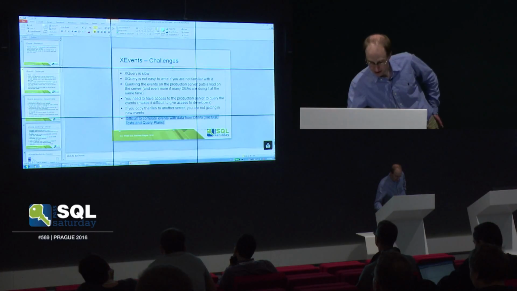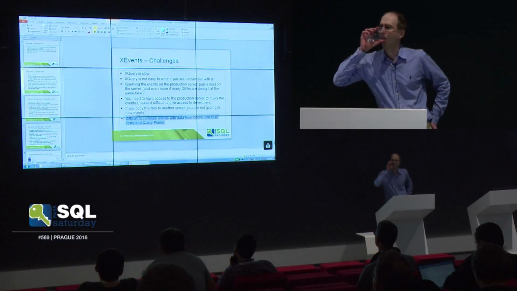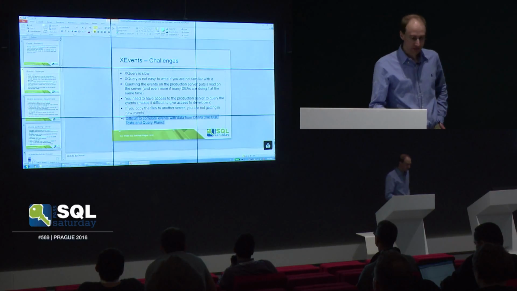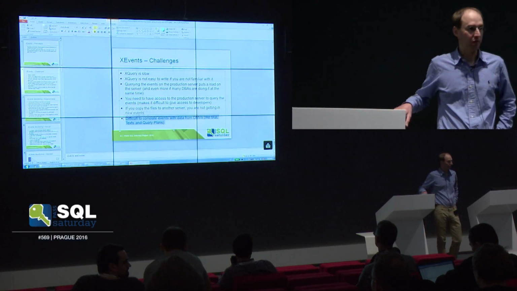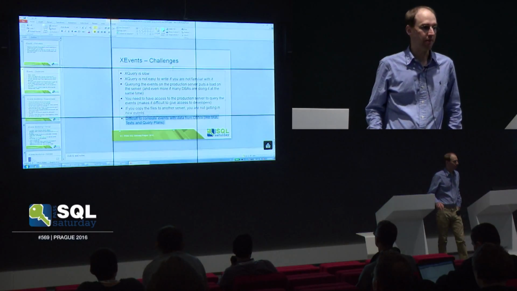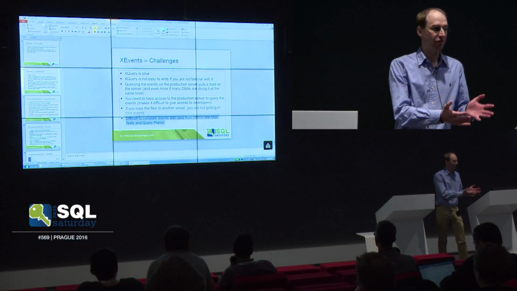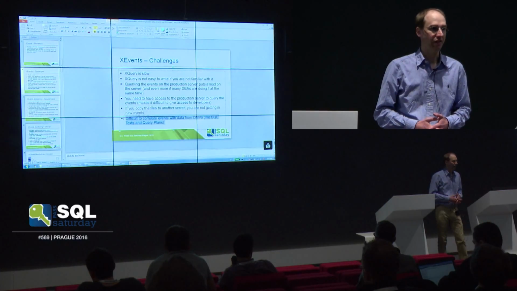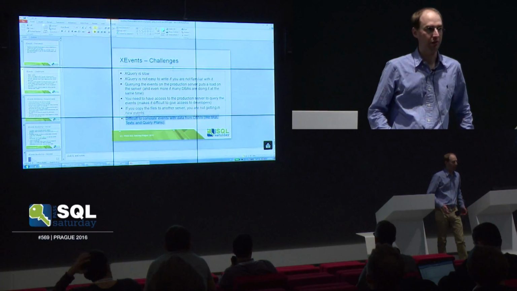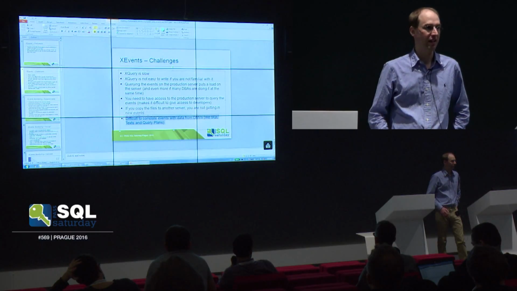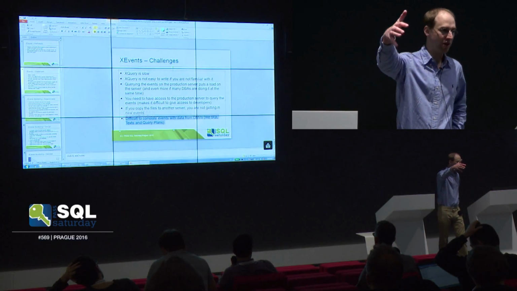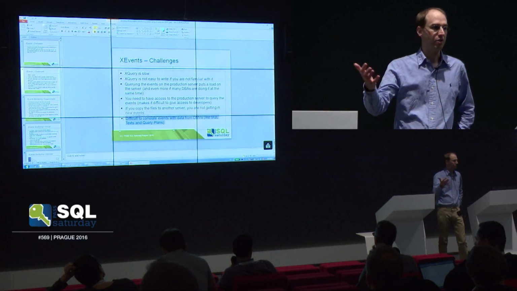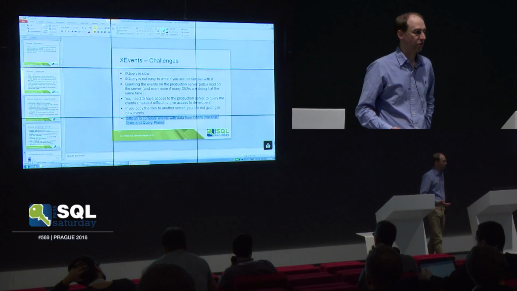Another thing is, what if you want to take the data from the XEvent and correlate it with some other information, maybe from DMVs to get the text, or to get the execution plan? How do you do that? There's no functionality for that in XEvent. I mean, when you get an event, how do you go out and get the text using the DMVs or something like that? How do you do that?